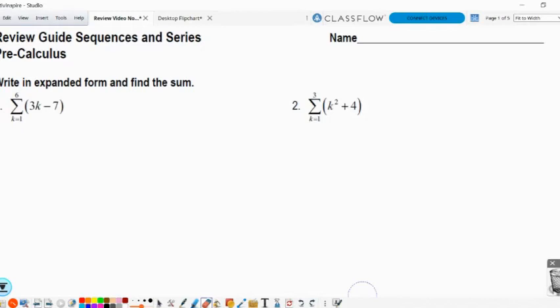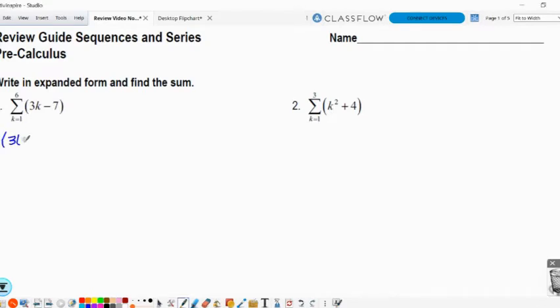All right, we're working on a review guide for sequences and series. Questions 1 and 2 ask us to evaluate using sigma notation. Question number 1 says we're going to sum the terms from the first up to and including the sixth term using the formula 3k minus 7 to generate the terms.